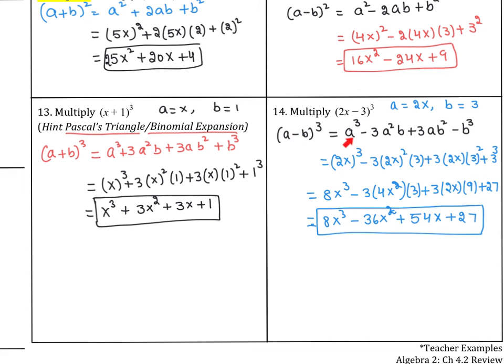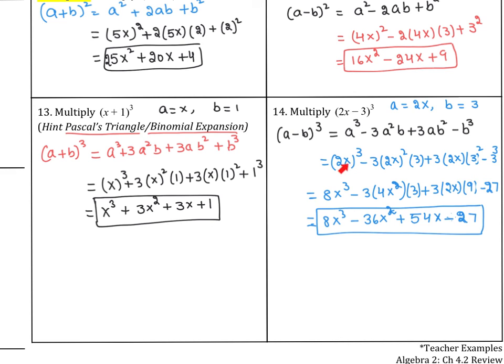Now for a cube means you're going to get (2x) cubed minus 3 times (2x) squared times 3 plus 3a, which is 2x, times b squared, minus b cubed, minus 3 cubed. I made a mistake here, so I'm going to remove this and put the negative for this sign. So that's negative 27, negative 27.